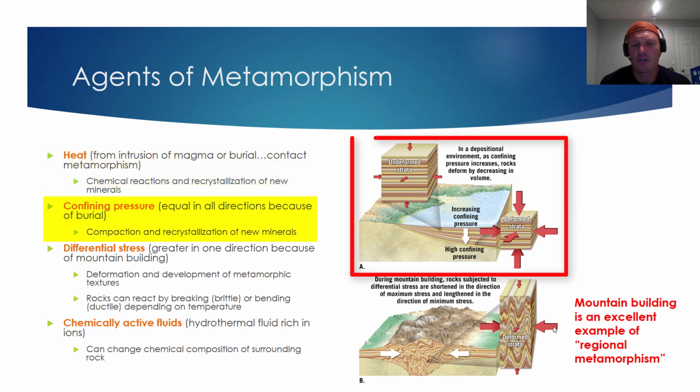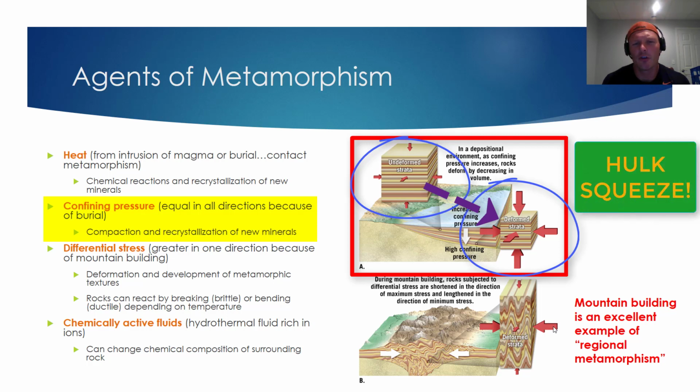The top image shown shows confining pressure, and the red arrows shown indicate the magnitude of the pressure, which is proportional to force in the area in which the force acts. We see that the pressure is equal in all directions because of burial. If you look at the cube of undeformed strata and then the cube of deformed strata, you can almost think of it as confining pressure is just going to squeeze that undeformed cube into a much, much tighter, more densely packed cube.